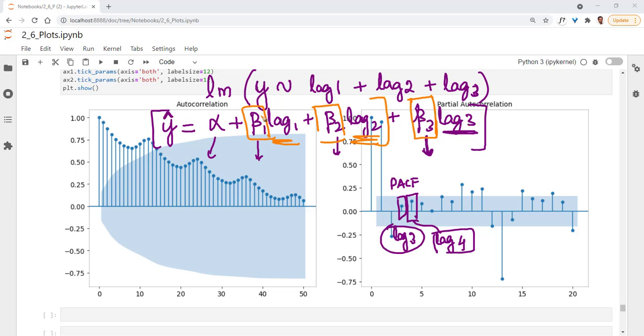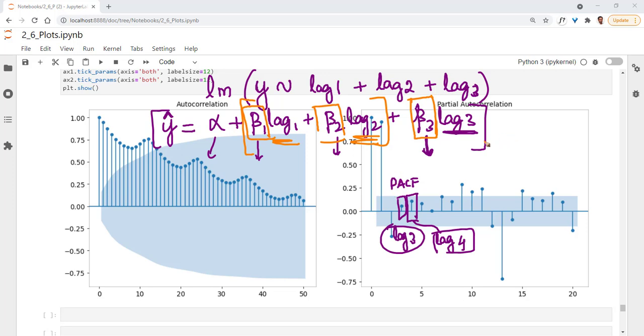Because beta 3 is accounting for the effect of lag 3, in the presence of lag 1 and lag 2 in this equation, we are capturing the effect of lag 3 after removing the effects of its previous lags. We are accounting for them in beta 1 and beta 2, isn't it? That's why we are calling it like this.